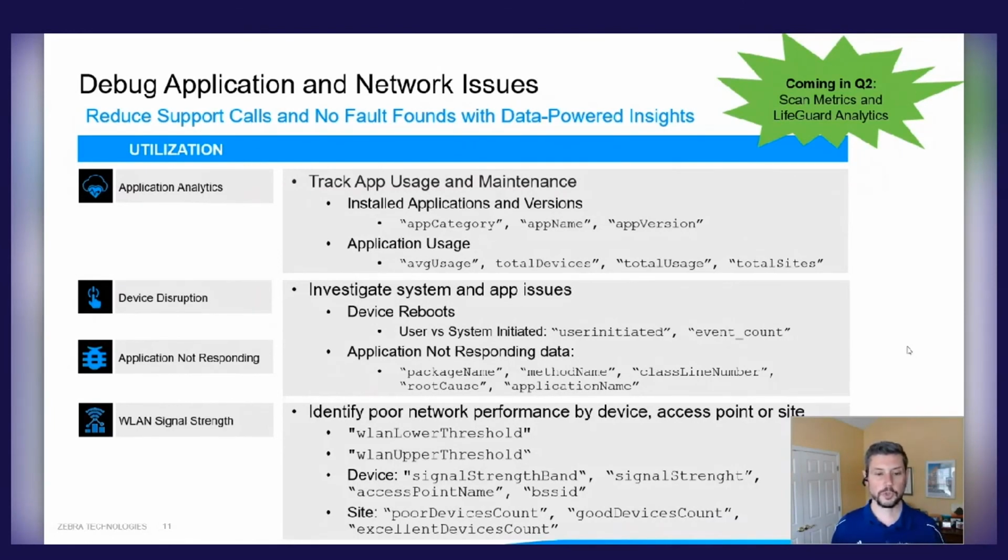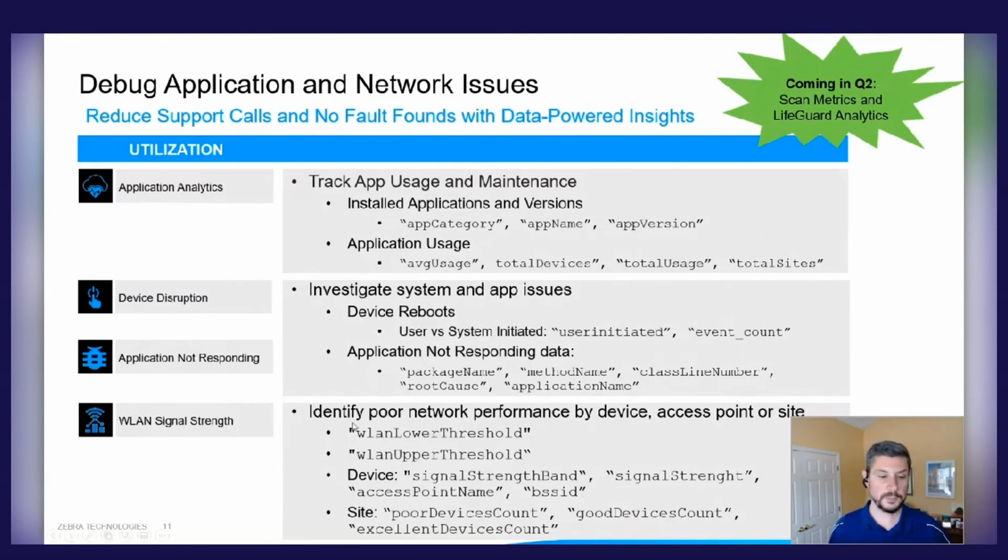And then a lot of troubleshooting type information. This ties in with devices being rebooted and whether that was done by system or event. And then diving into some of the potential causes, looking at our applications. So in application not responding, we're able to look at the name of the app, the package, the method, the class line number, the root cause, to give a lot more detail around troubleshooting some of these issues. And again, all of this can help reduce the number of support calls coming in and some of those no fault founds for repair that some of our customers are struggling with.